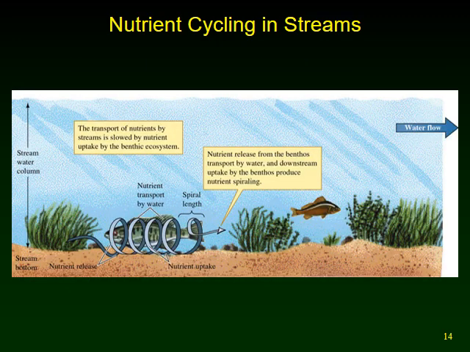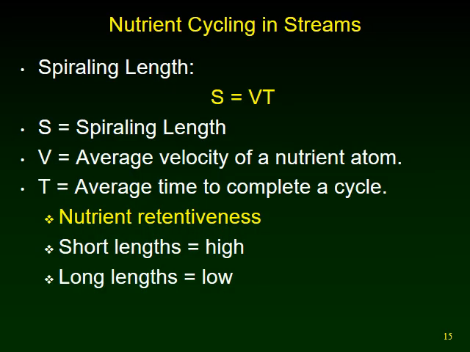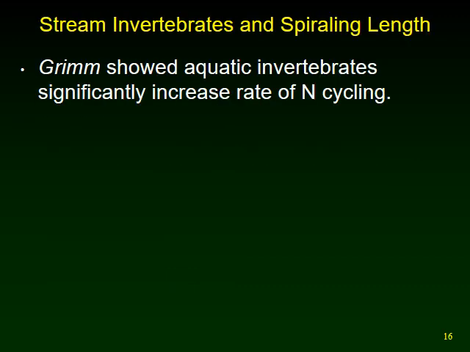So here's an example of a spiral, so you can see in this case. So probably temperature is going to have an effect on this, as well as other factors. But you can calculate the spiraling length by knowing a couple of variables. So the velocity of the atom moving down the stream and the average time to complete a cycle. So in short lengths you have high rates of cycling, and long lengths you have low rates of cycling.